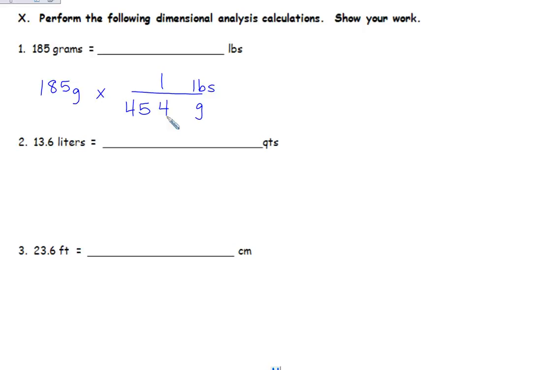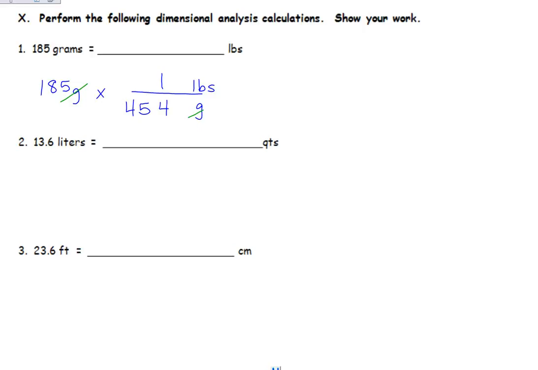Now here's what you're going to do in your calculator. Multiply across, divide by anything on the bottom. So essentially it's like 185 times 1 divided by 454. Do you kind of see then that the units cancel out? This is like grams times pounds divided by grams. Grams on the top, grams on the bottom, they cancel.